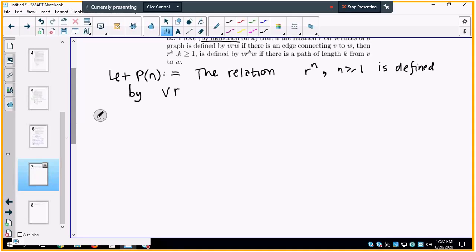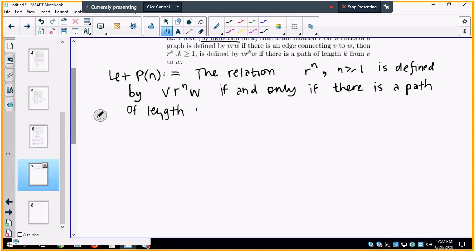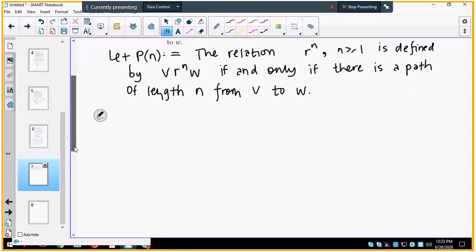V R to the n. So R to the n is the relation. So this is V relates W if and only if there is a path of length n from V to W. So that's our proposition. This is what we want to prove is true for all natural numbers.